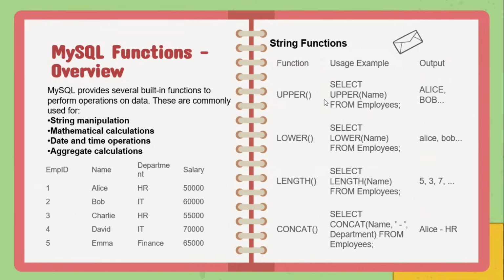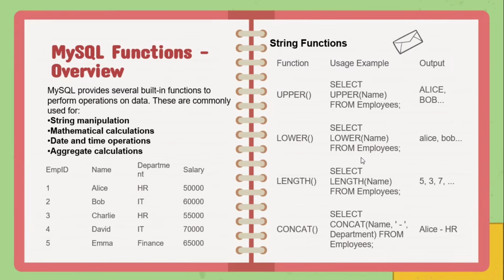The string functions are UPPER, which converts the text into upper case. Similarly, LOWER, which does the opposite thing. It converts all the text into lower case. Then LENGTH. SELECT LENGTH(name) FROM employees. So it returns the length of the name. For example, here the length will be 1, 2, 3, 4, 5. So the length of Alice is 5, then 3, then 7, like this.